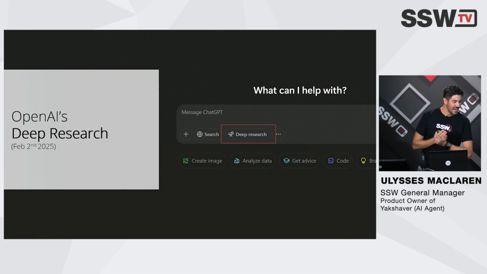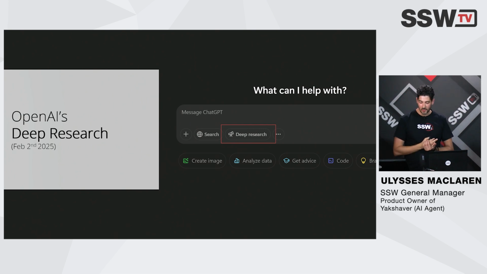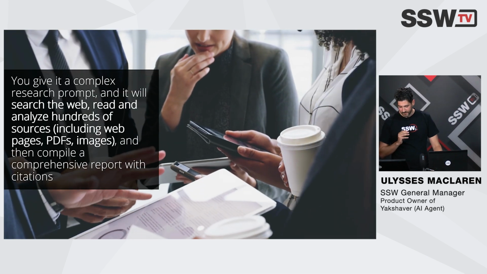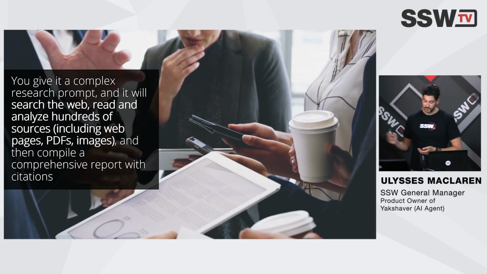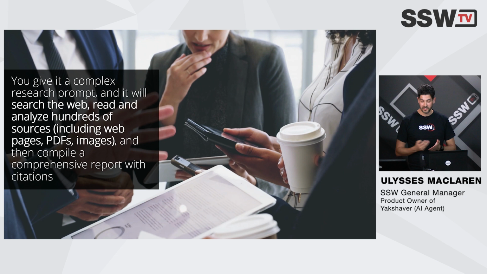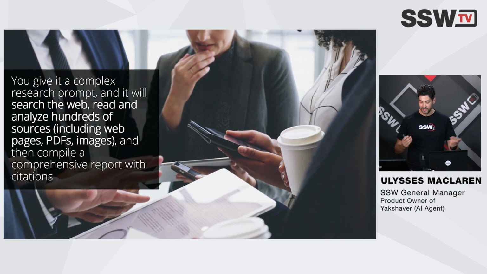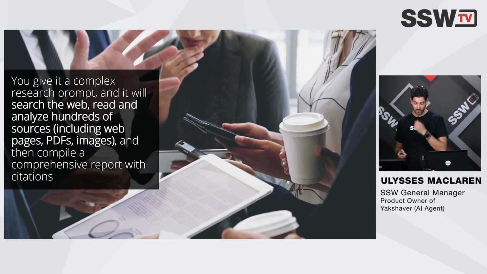This one enabled me to put this talk together. This is OpenAI's deep research. This only came out 3 weeks ago, on February 2nd. Actually, less than 3 weeks ago, 2.5 weeks ago. And this is an absolute game changer, and I recommend everyone give this a go, and you'll be able to soon. What you do is you give it a complex research prompt, and it searches the web, reads and analyzes hundreds of sources, including web pages, PDFs, images, and then compiles a comprehensive report with citations.